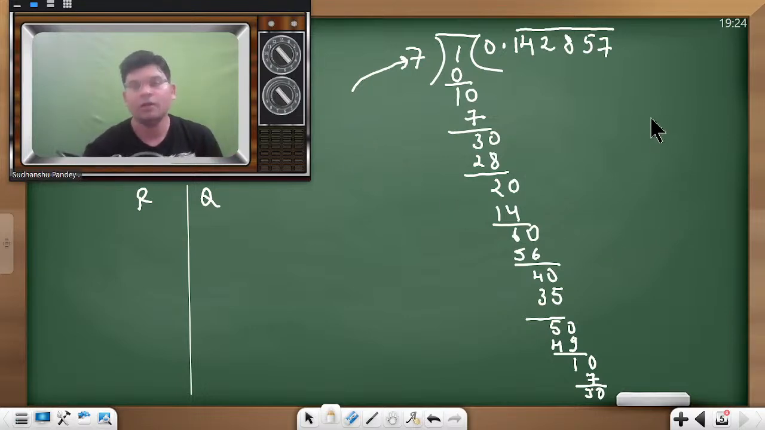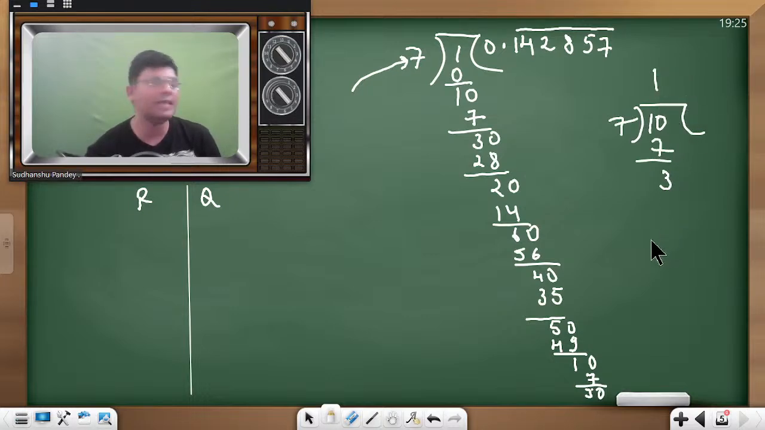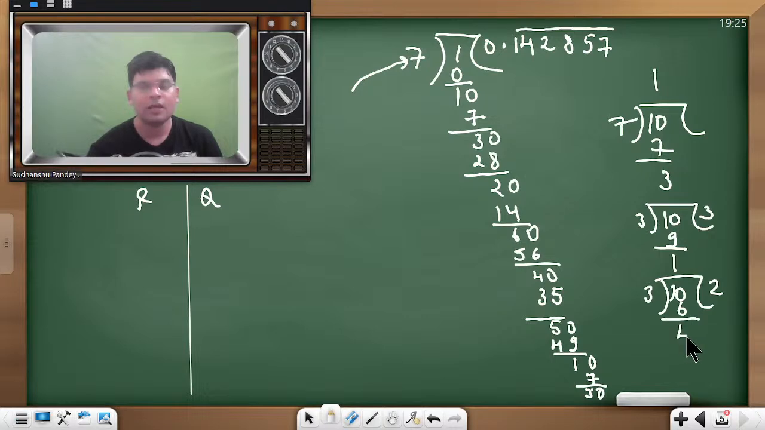अगर हम 10 को 7 से डिवाइड करेंगे, so we will write 7 into 1 is 7, then 3 as a remainder. If I divide 10 by 3, I will write 3 into 3 is 9 and 1 remainder. Can I do like this? 3 into 2 is 6 and then 4 as a remainder. Can I do like this? No, sir. Because the remainder has to be smaller than the divisor.